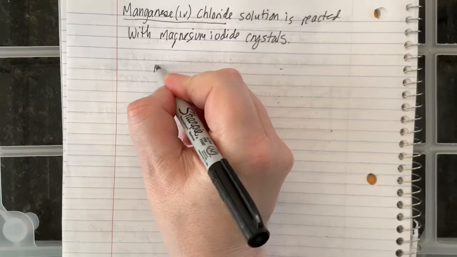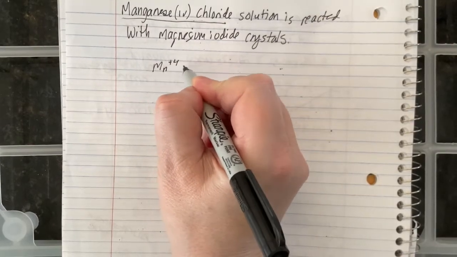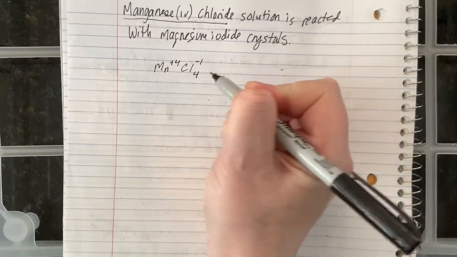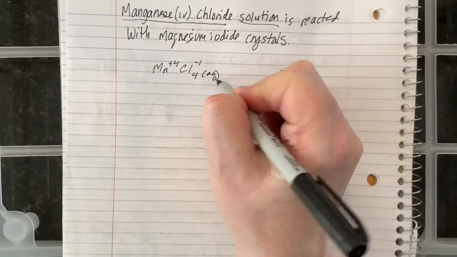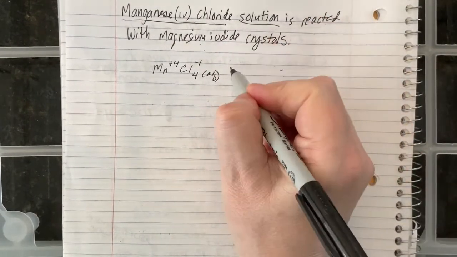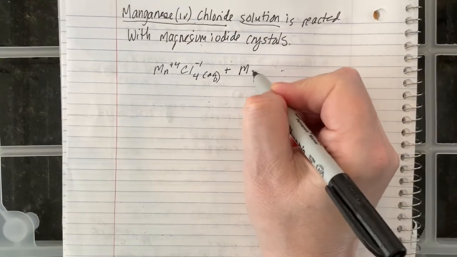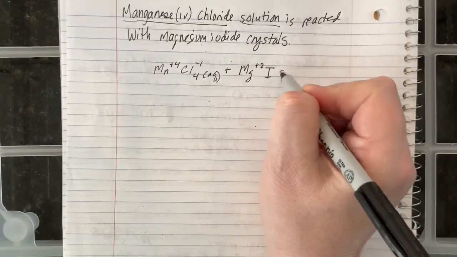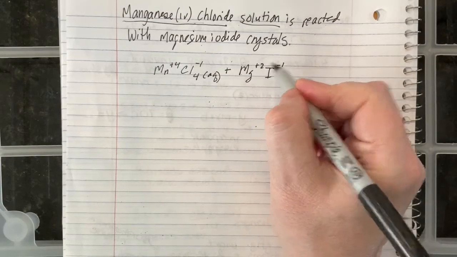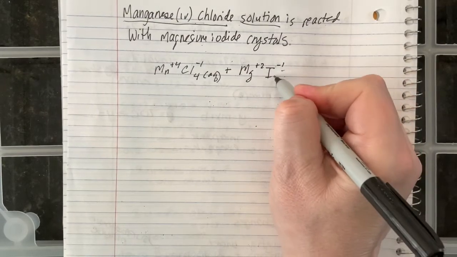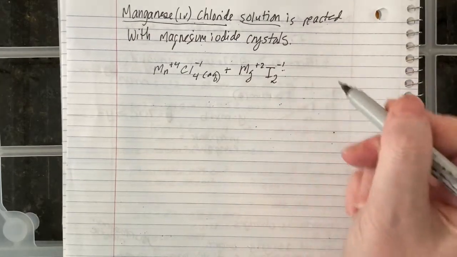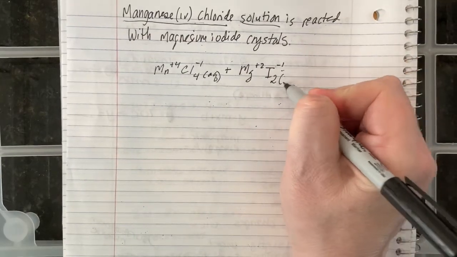Manganese 4, Mn plus 4, chlorine minus 1. So we had to do a crisscross. Solution, remember, solution or acid is aqueous, AQ, is reacted with magnesium plus 2, iodine minus 1. Still write those charges every single time, and then you can see if it's a basic ship or if you have to do a crisscross. We need to do a crisscross there.